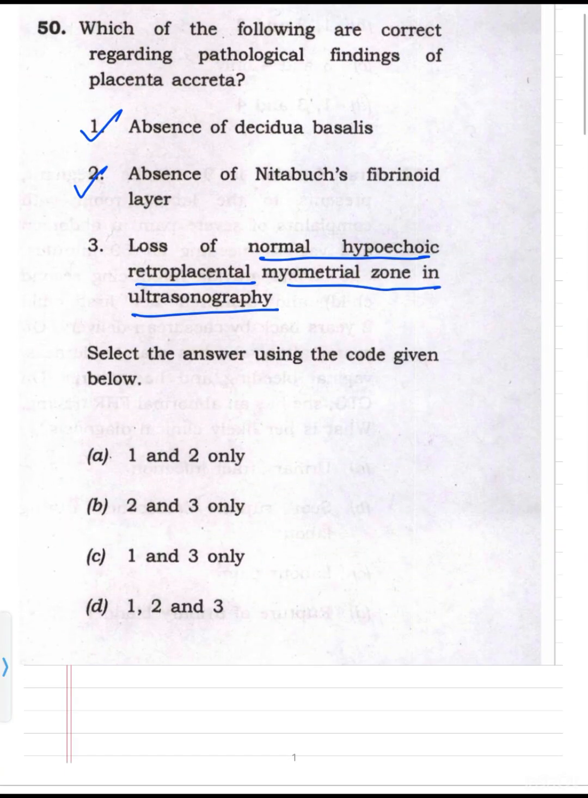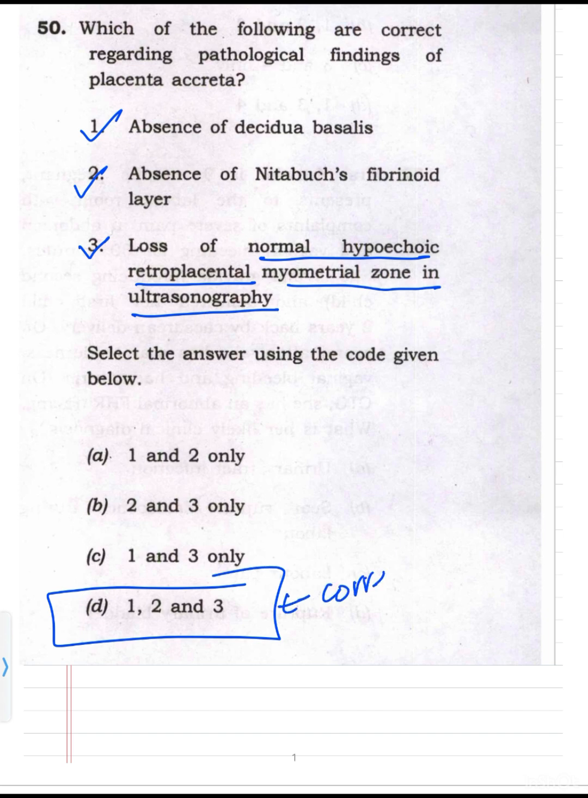So the third option, the loss of the normal hypoechoic retroplacental myometrial zone on ultrasound, is also correct. So first is correct, second is correct, third is correct. So the answer will be D. D will be the correct option.